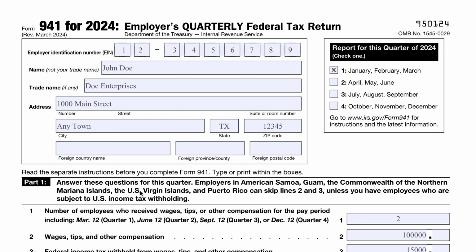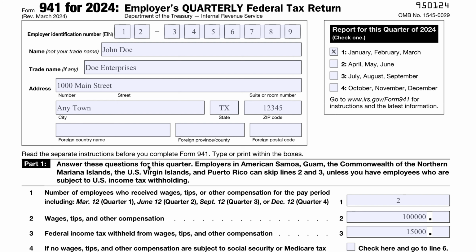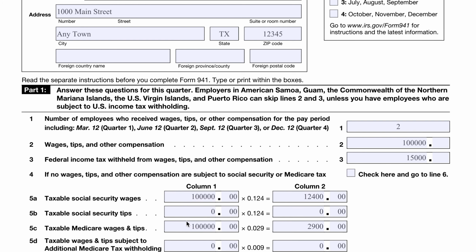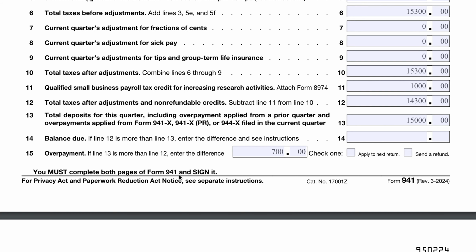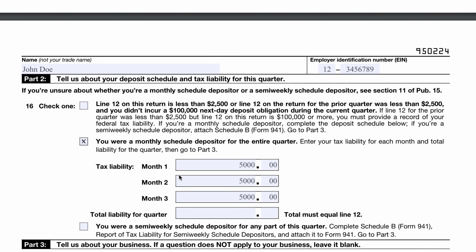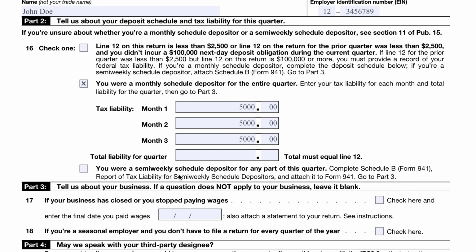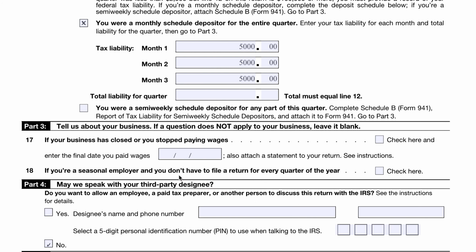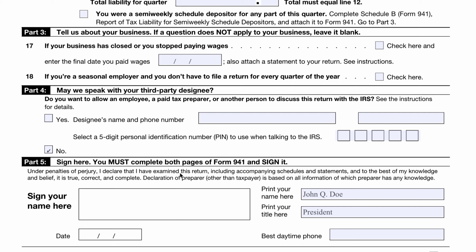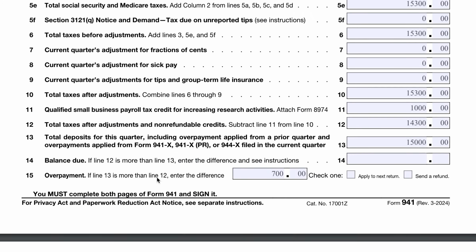As I quickly outlined, there are 5 parts. Part 1 basically contains information about your employees, your compensation, how much taxes you calculated, so on and so forth. Part 2 talks about your deposit schedule. Part 3 asks specific questions about the nature of your business. Part 4 requests permission to speak with a third-party designee about your taxes, and then Part 5 contains the signature fields. So we're going to go over each of those in just a moment.